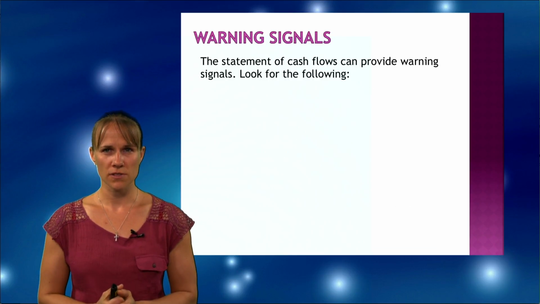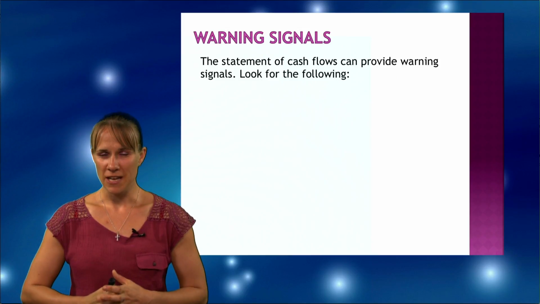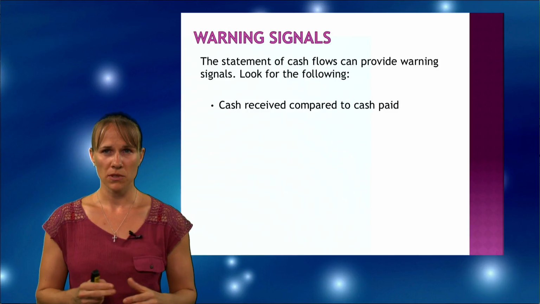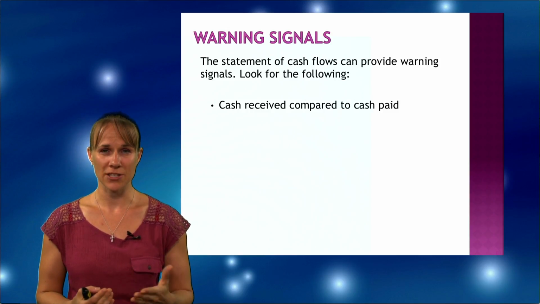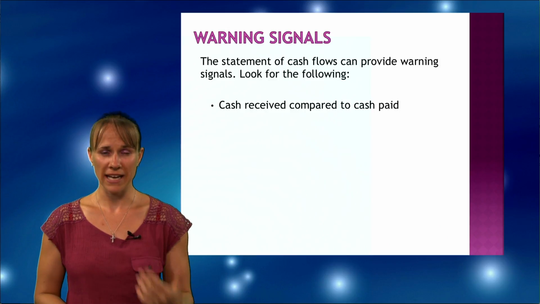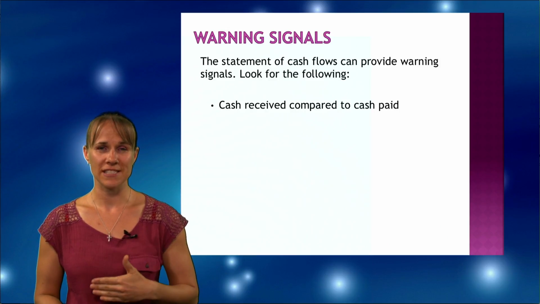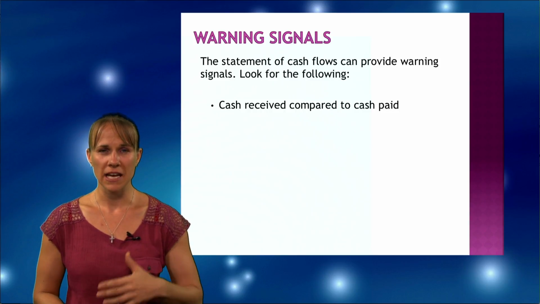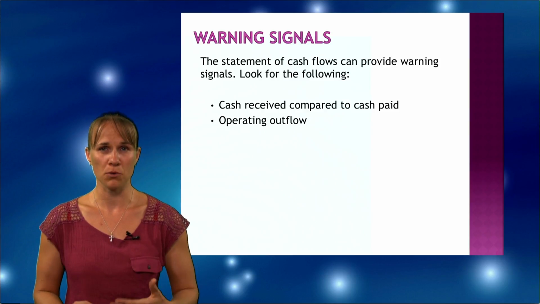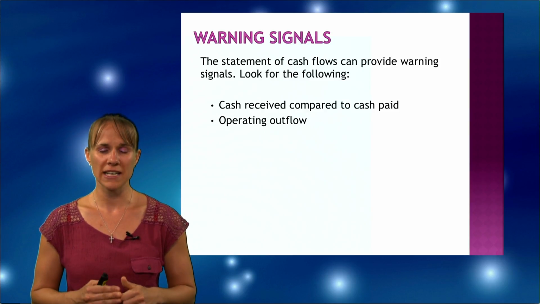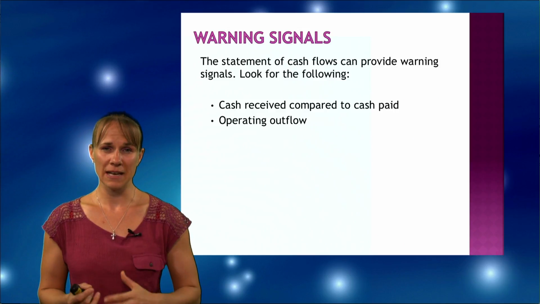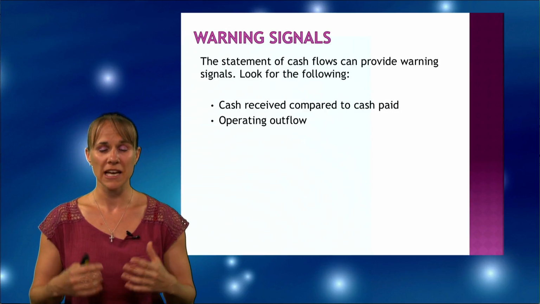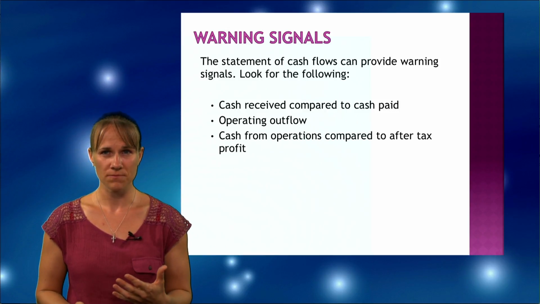So, warning signals. Our cash flow statement can provide us with some warning signals, so we need to look for the following. We want to look at our cash received compared to the cash that we're paying. Are we paying out more cash than what we're actually receiving in? Because if we are paying out more than we're receiving and we're not, say, a startup company, then that can indicate that we've got some bigger problems happening here. If we have an operating outflow, that can also indicate we've got some problems, because that indicates we're probably paying out more money than what's actually coming in through our customers.